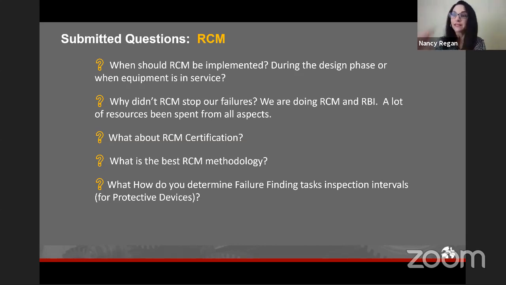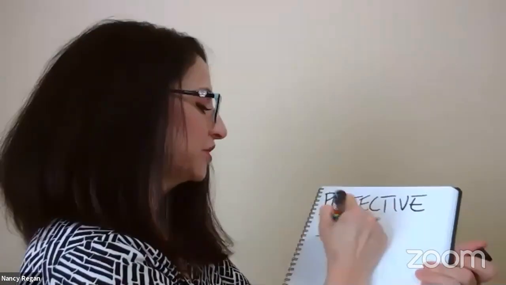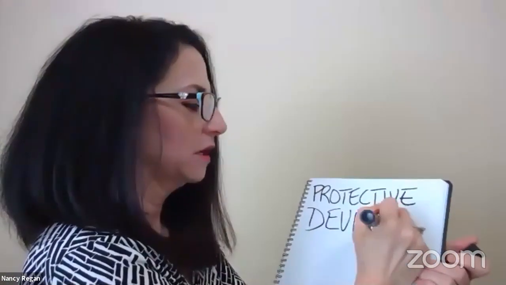But anyway, someone asked this question: how do you determine failure finding task inspection intervals? So basically, this person is referring to what we call protective devices. Now, we see protective devices everywhere. I'm going to stop sharing so you can see my pad here.